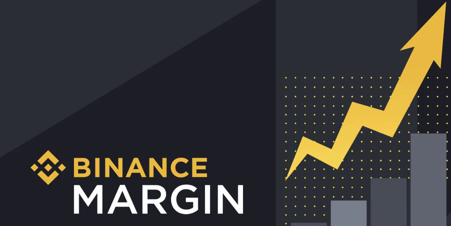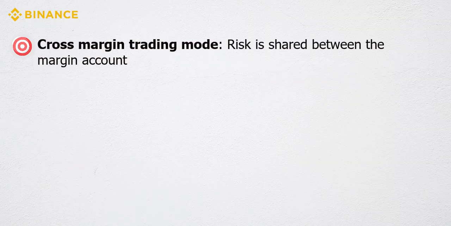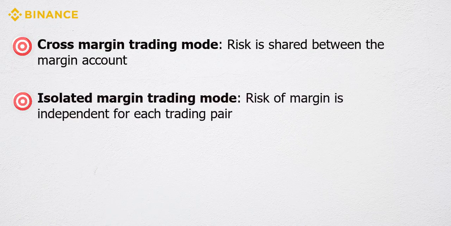Binance Margin allows users to borrow funds to engage in margin trading to increase their position size. Binance Margin trading grants eligible users access to funds from the Binance exchange for use in leveraged trades. Experienced traders looking to increase their buying power can use the margin trading feature to amplify potential returns on long or short positions. Binance Margin supports the cross-margin trading and isolated margin trading mode. In cross-margin mode, the risk is shared between your margin account. In isolated margin mode, the risk of margin is independent for each trading pair.